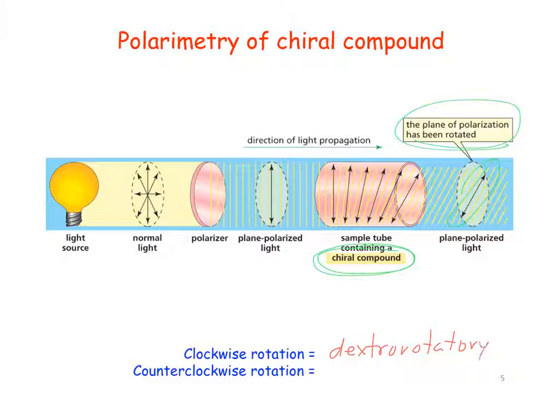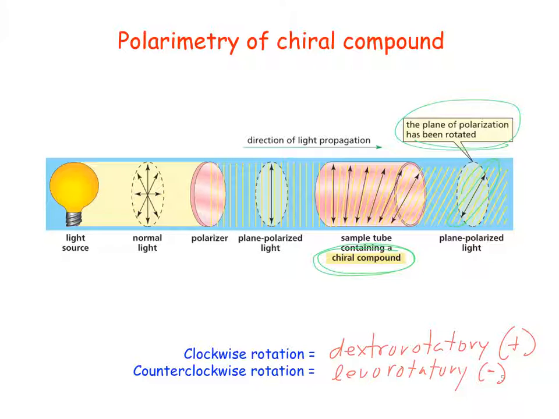Dextrorotatory. And we tend to give it a plus sign, so this is a positive rotation. If the light is rotated in the counterclockwise direction, it's called levorotatory, or minus. All right, so we can rotate right, clockwise, or counterclockwise.